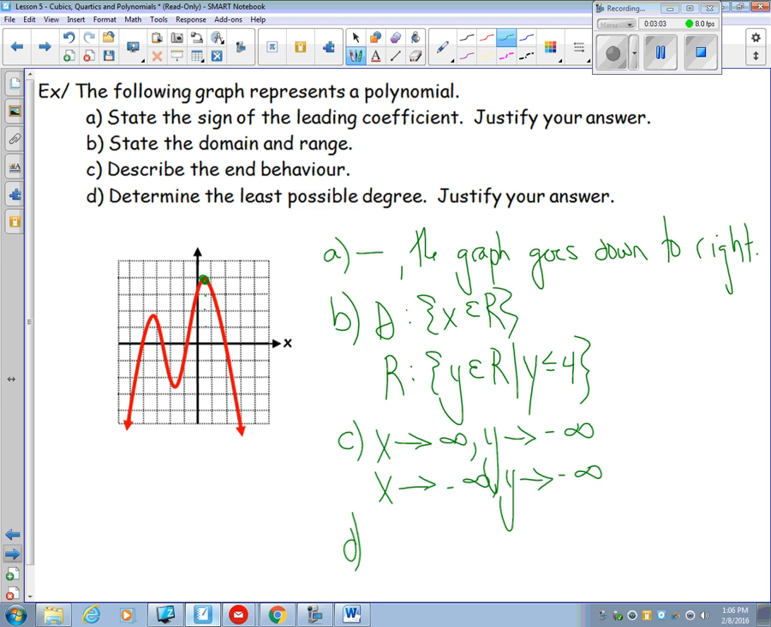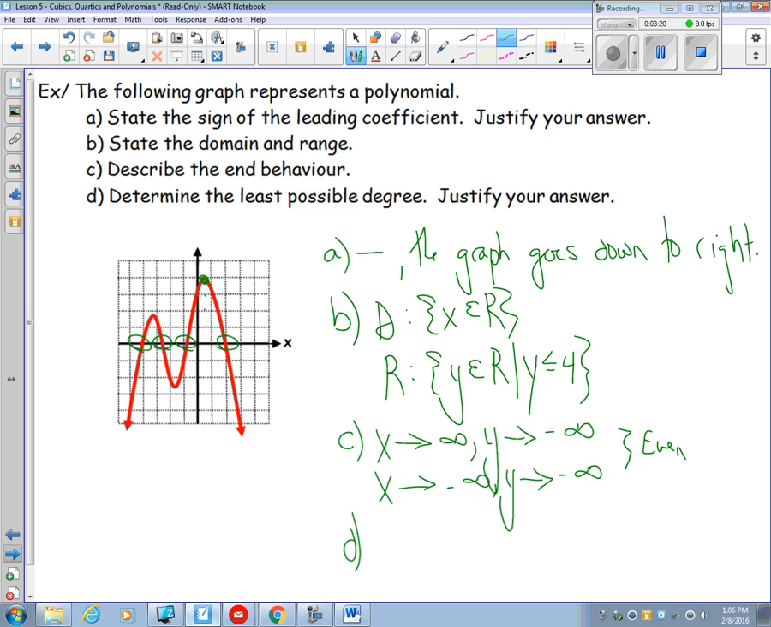And part D, what is the least possible degree? Yeah, so our choices, we have 0 to anything, right? Now we know it's got to be an even degree because my end behaviors are the same. There's 2 things over here. It tells me it's even. So it could be 2, 4, 6, 8. The hint that we're going to get here is how many zeros we have. We've got 1, 2, 3, 4.